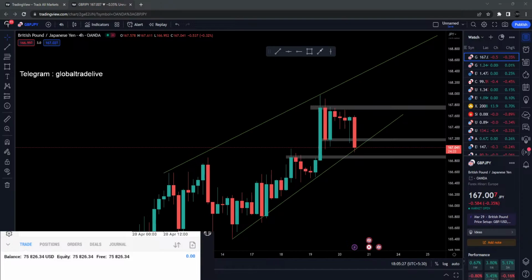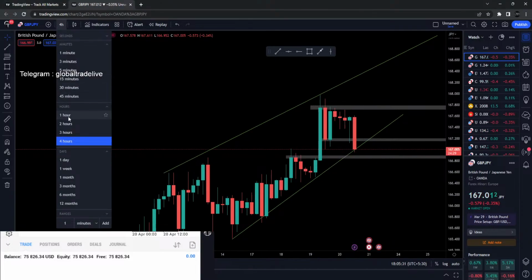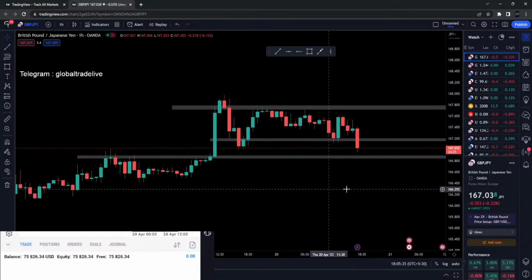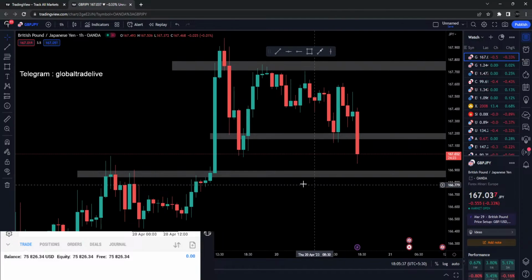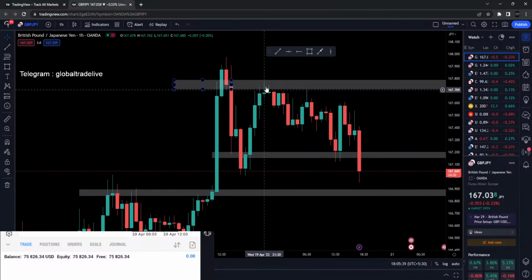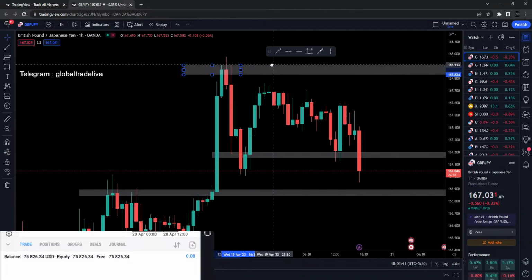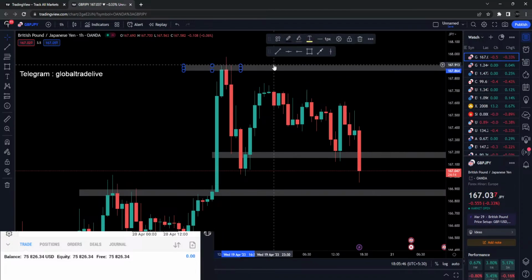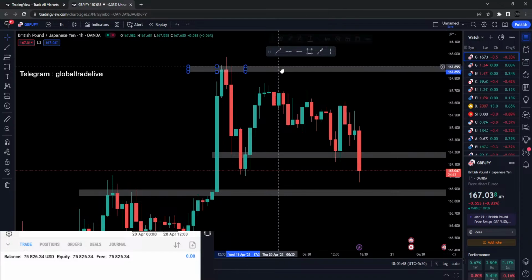So we really don't know about that, so we have to wait to watch what's gonna happen over here. So after the 4 hour, I'm gonna switch to the 1 hour. Okay, and if we look at the 1 hour time frame, then I'm gonna adjust these levels a little bit. Okay, this level looks good.